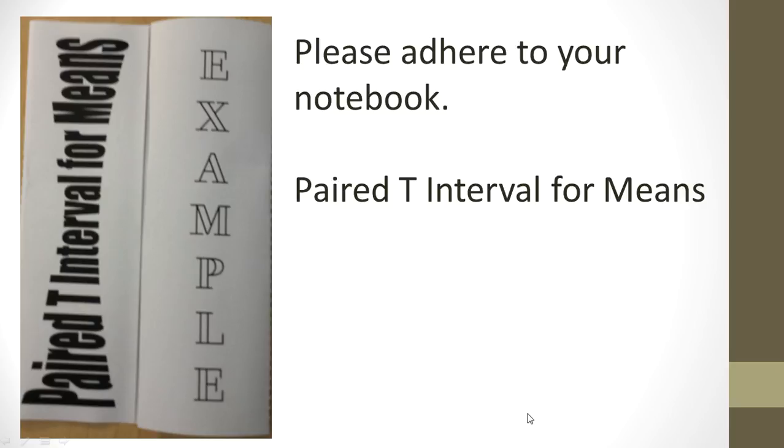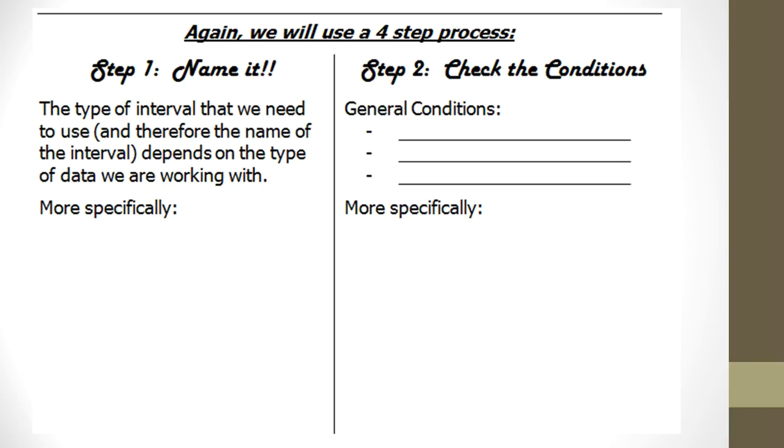Today we're going to be working with the paired t-interval for means. Before spring break, we looked at confidence intervals, the idea of making an estimate based on data. With paired t-intervals, we're going to be working with that same process that we've seen before, which again goes back to those 4 steps. Remember that step 1 deals with the name of our interval, and the name is dependent upon the type of data we're working with.